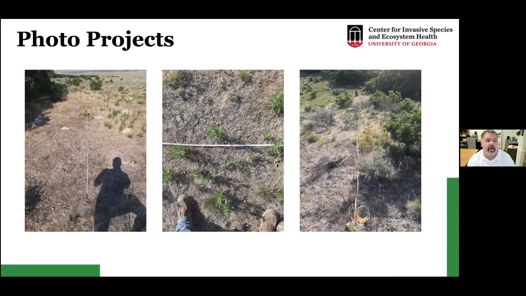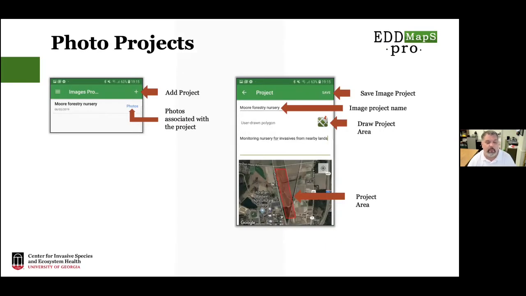But the big deal with photo projects is that they're separated from the EddMapS records. And this is done on purpose so you can save these pictures on your phone long term. And so the point of the photo projects, you could use it for documenting things like you see here, or more importantly, being able to show a before and after picture.